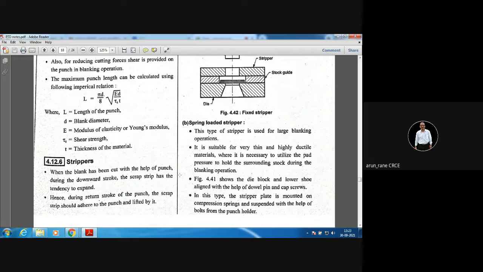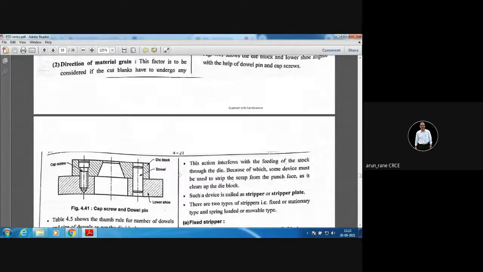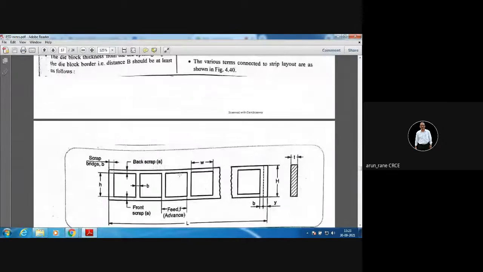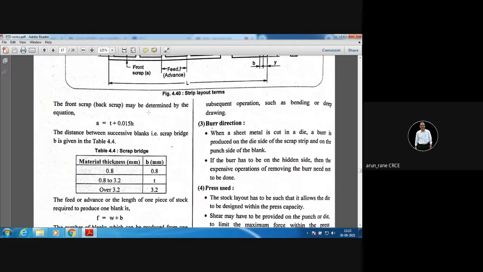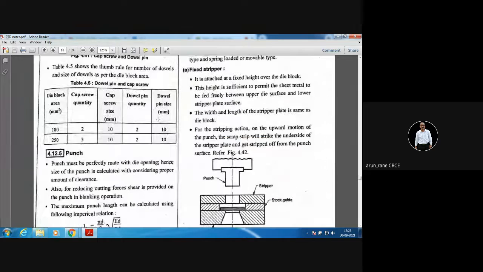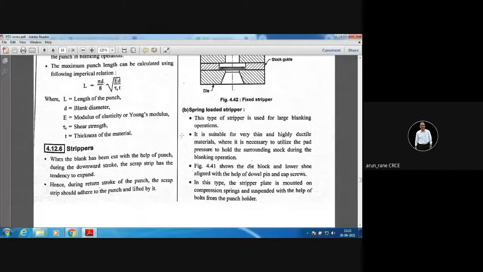Then strippers. Remember, you have already calculated the length and the width of the die block, isn't it? See, this is what is going to be your die block. Suppose there is only one station in the die block, and this is 50. So 50 here, 50 here, 50 here, 50 here. So the die block size will be 150 by 150. The same size will continue for your stripper. Stripper will be of the same size, 150 by 150.